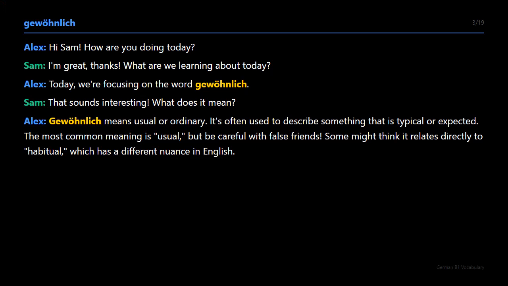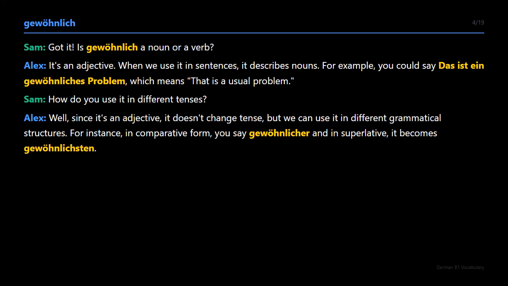Got it. Is gewöhnlich a noun or a verb? It's an adjective. When we use it in sentences, it describes nouns. For example, you could say, das ist ein gewöhnliches Problem, which means that is a usual problem.